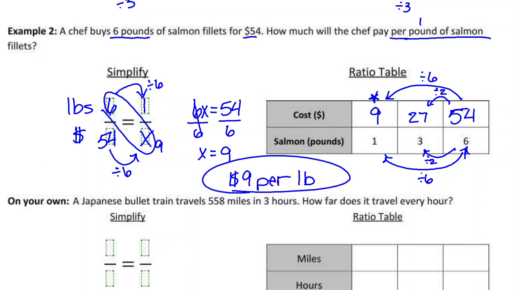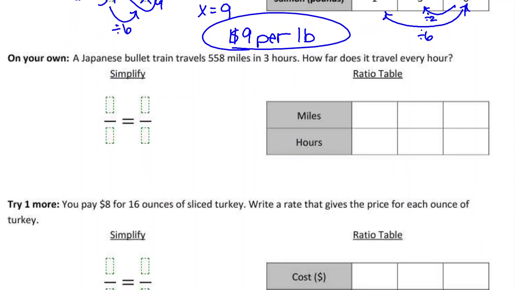So I want you to try and find me the unit rate on your own for the one about the Japanese bullet train. I want you to fill in, either do the simplification method or you could do the proportion. And then I also want you to try to fill in the ratio table. I'm going to give you some help right here. I'll give you hours 1, 2, and 3. You need to figure out the miles. So go ahead and pause, and I want to see if you can figure that one out on your own.